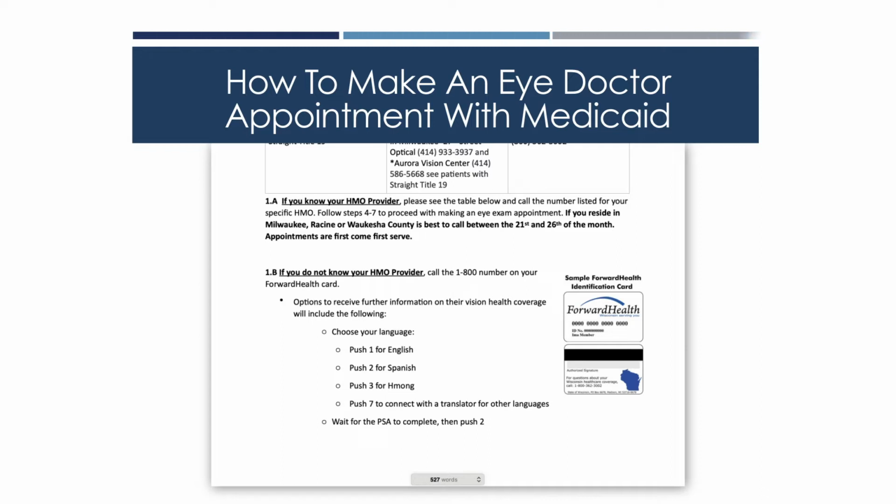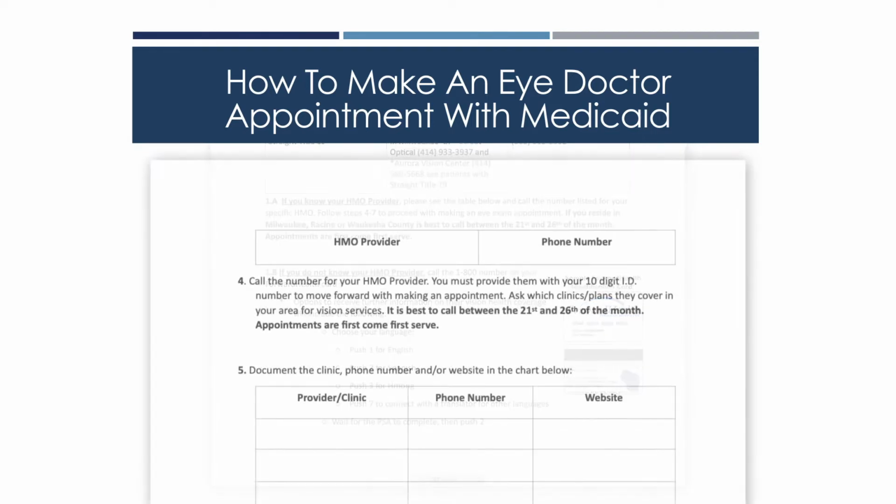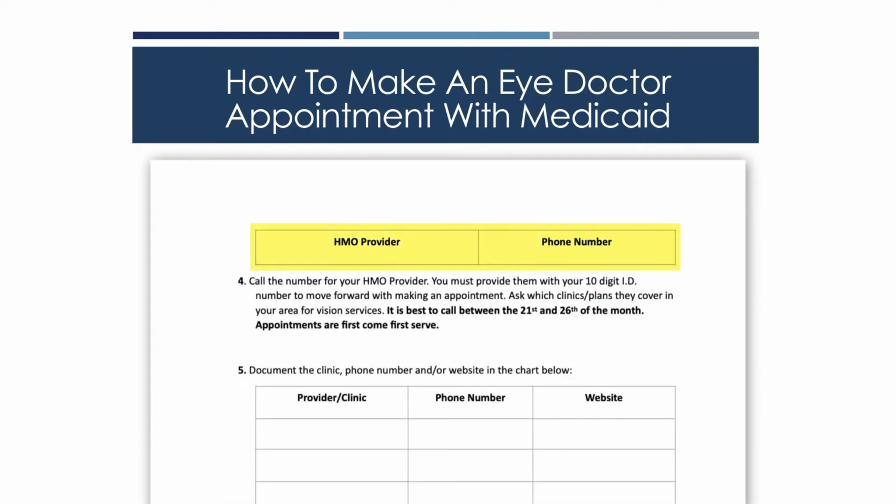After they state the HMO provider, they will give you the number to call, so you can call that to figure out which clinics are covered for vision care services. You're going to document that down on your worksheet, and from there, we can call the HMO provider.